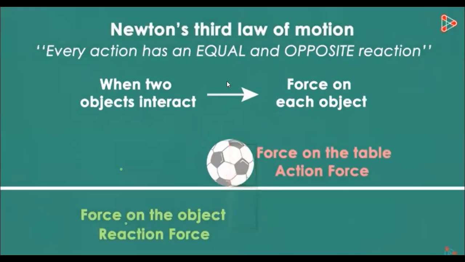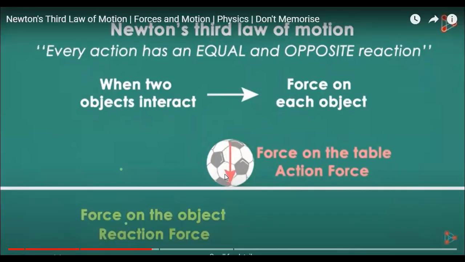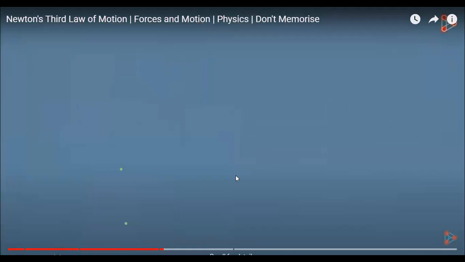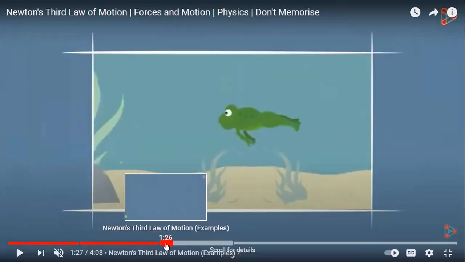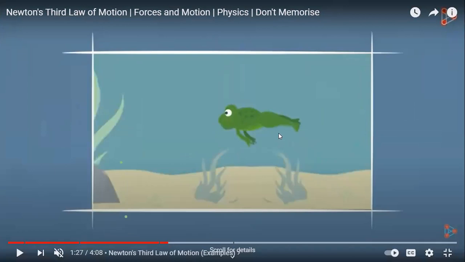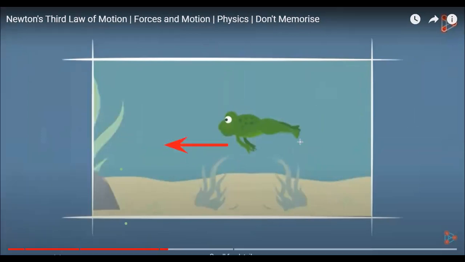So what do we mean? That force applied on the table, that is action, is equal to force on the object, that is reaction. Now children, see what is happening here. This is a frog. He is moving up ahead. He is moving in a forward direction. When he is moving in a forward direction, see, his legs will be pushing the water in a backward direction.